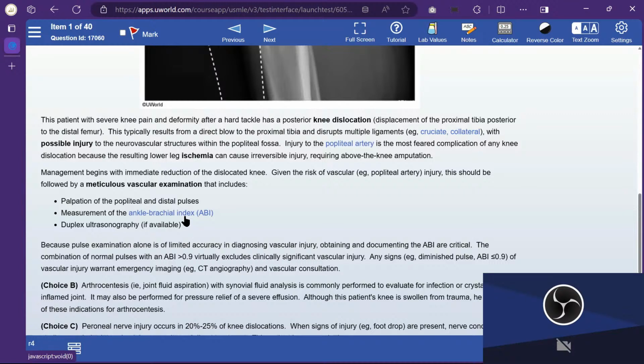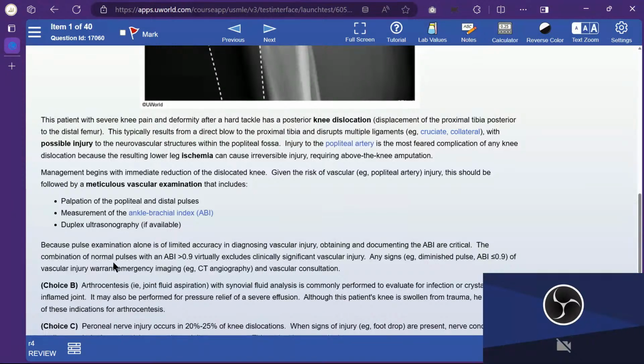How can you measure the ankle brachial index? Systolic blood pressure of the dorsalis pedis or posterior tibial artery divided by systolic blood pressure of the brachial artery. If it is less than or equal to 0.9, it is called peripheral arterial disease. If it is 0.9 to 1.2, it is normal. If it is more than 1.2, there may be calcification.